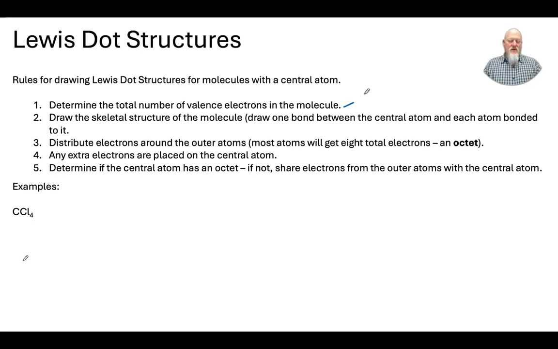Third, we're going to distribute any leftover electrons around the outer atoms, not the central atom, the ones on the outside. They're also called terminal atoms. Any extra electrons after we do that are going to go on the central atom, and then we're going to do some things to make sure it's the right structure. Okay, so let's look at an example here.